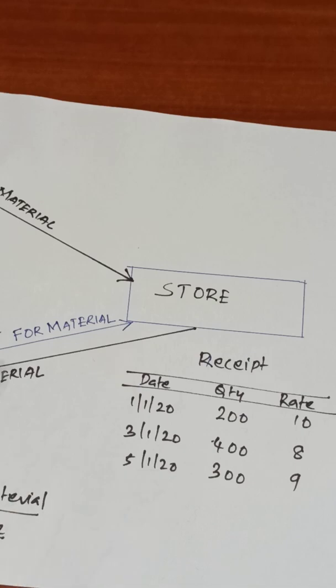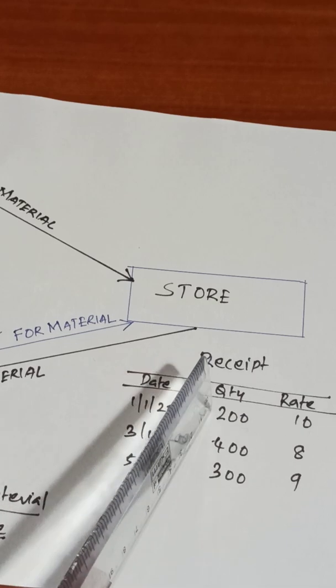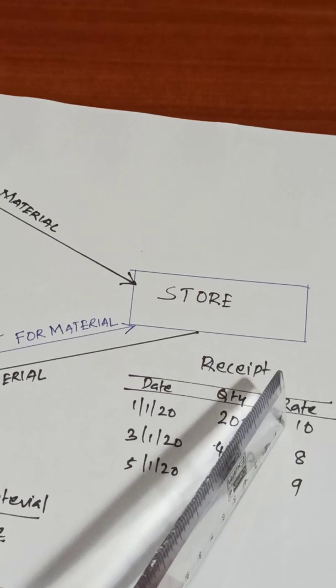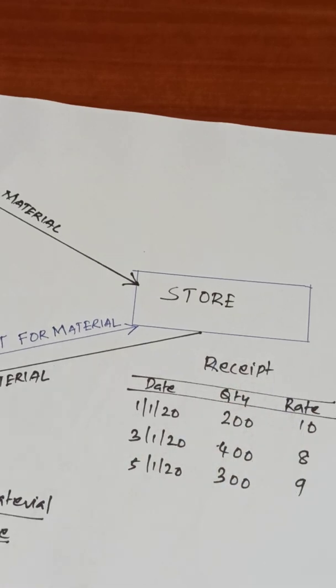So we know that altogether we have 900 units of material, but the rate is different: 10, 8, 9, etc. So there is an issue: when the raw material is issued, at what price will we issue it?